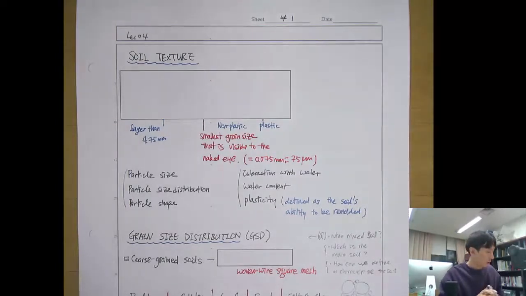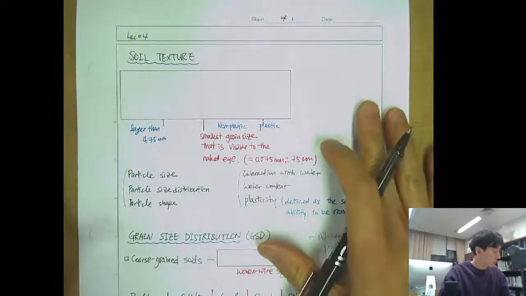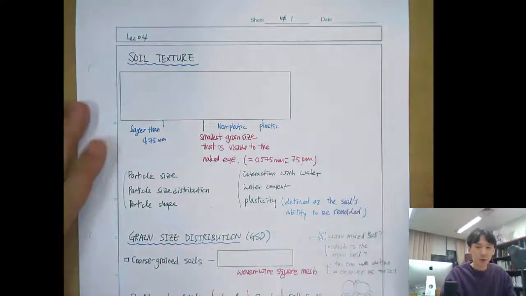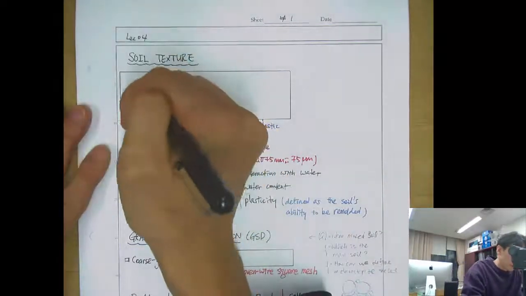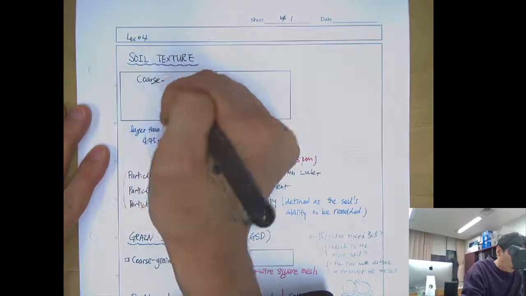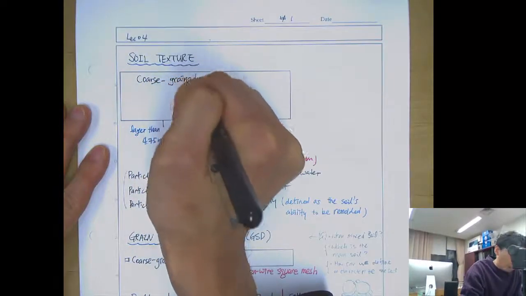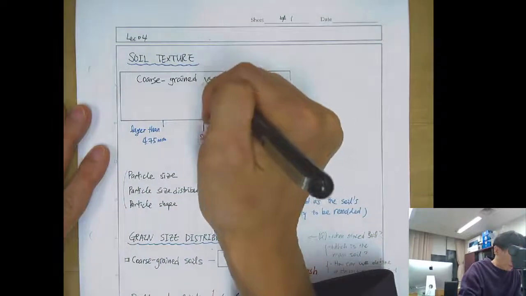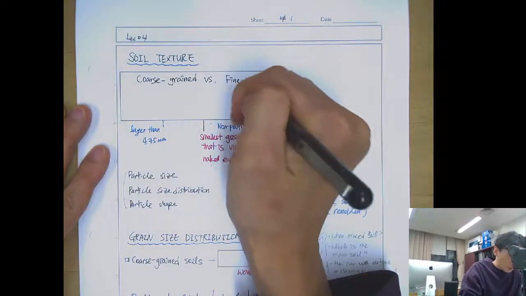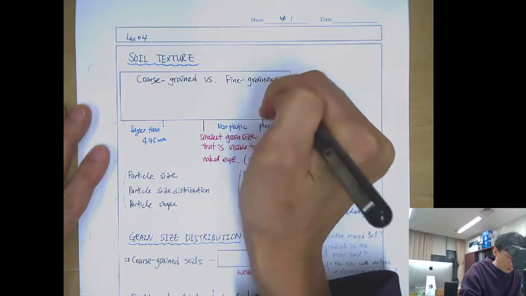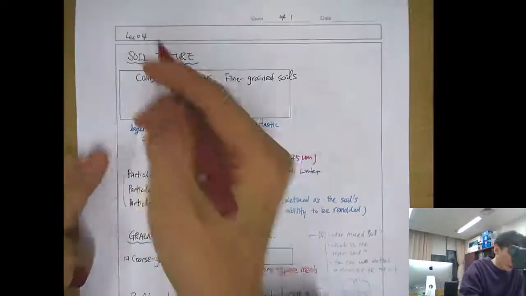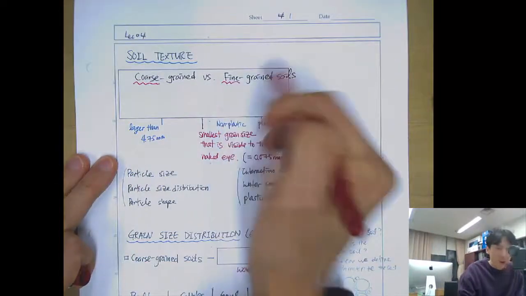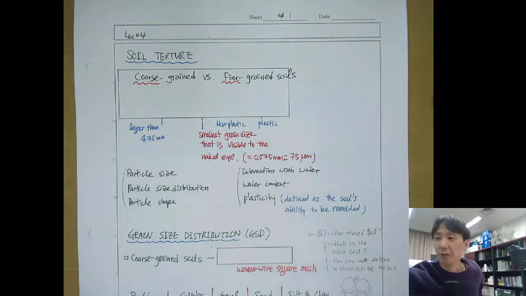And so let's look at this lecture note. The soil can be categorized into two groups. First one is the coarse grain soil, and versus fine grain soil. So first, coarse and fine. So you can see the difference, right? The difference will be the particle size.